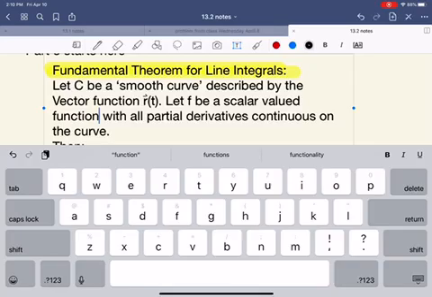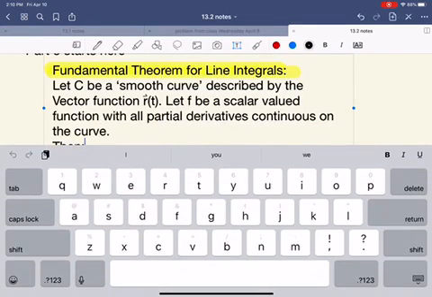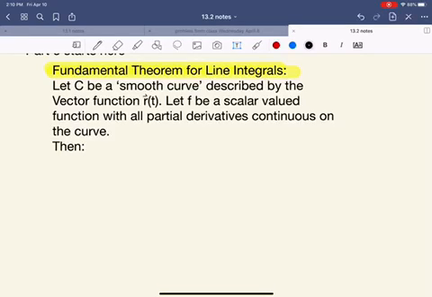Okay, with all partial derivatives continuous on the curve, then we're actually going to have a fundamental theorem of calculus type of thing going on here. The integral over the curve of the gradient of f dotted with dr is going to be f of r of a minus f of r of b.